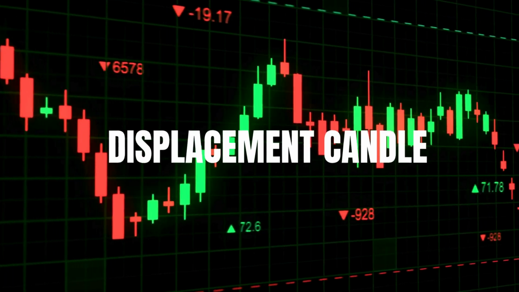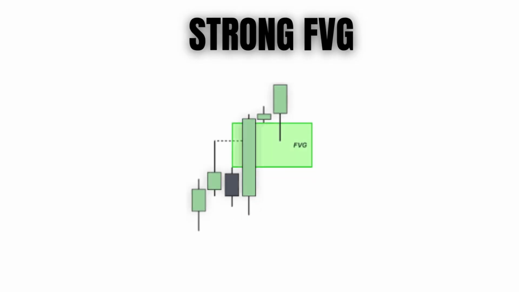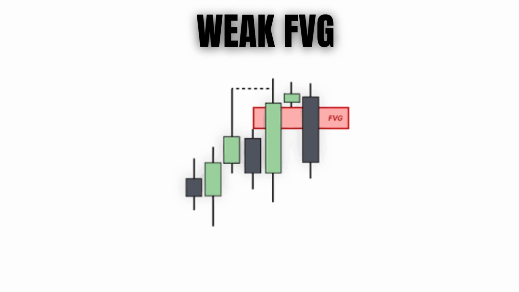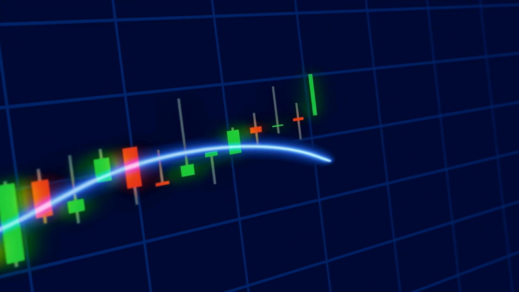The second is the displacement candle itself. How strong was it? A big, clean candle that closed near its high or low tells you there was serious conviction behind that move. A candle that barely qualifies, mediocre size, long wick, indecisive close, creates a weak FVG. The quality of the gap is directly tied to the quality of the candle that formed it.